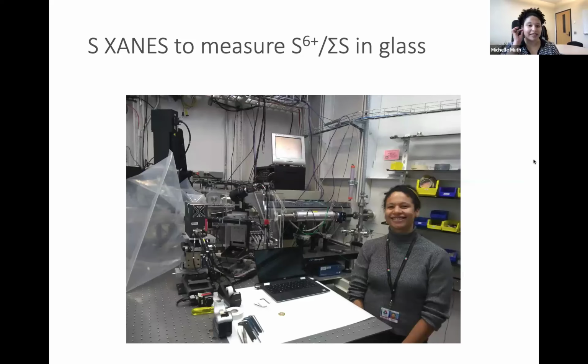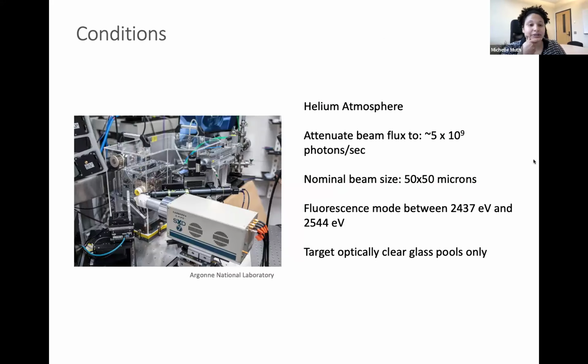Okay, so now we'll get into the meat of it, the XANES analyses. So we used sulfur XANES to measure the valence state of sulfur in silicate glass. And we did this at GS-ECARS at APS. To get into the conditions a little bit more, we used a helium atmosphere. So that was that plastic bag in the last photo. And we attenuated the beam flux and increased the beam size to decrease the amount of photons hitting the samples to the extent that we were able to. And I'll talk about why we did that in a little bit.